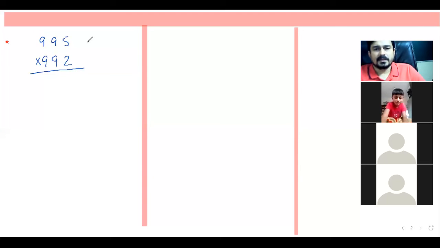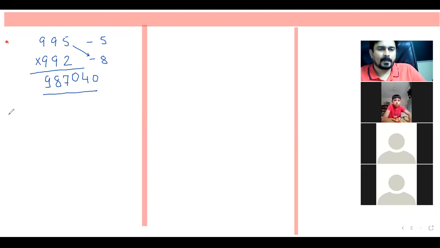The correct answer is: you will do minus 5 and minus 8. This becomes 40. You will write 040. This is 995 minus 8, which is 987. So 987040 is the right answer. 96 times 92.